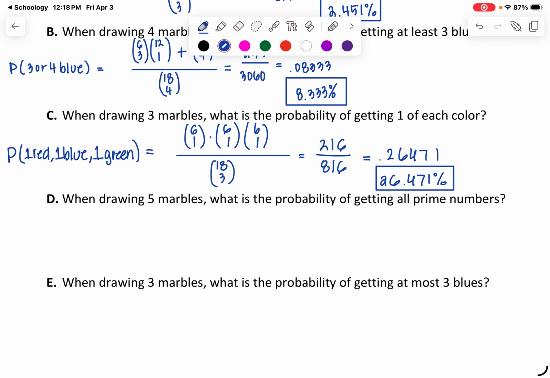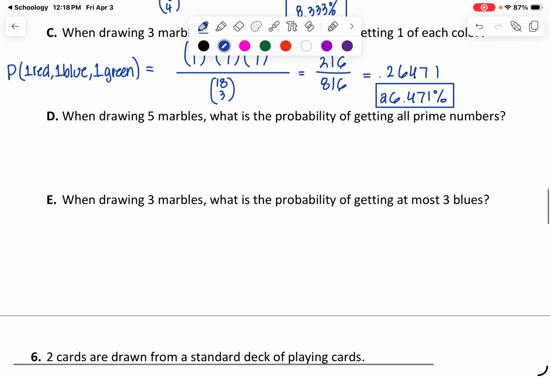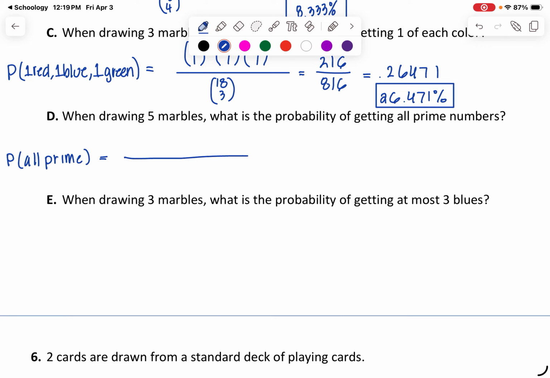Okay. When drawing 5 marbles, what is the probability of getting all prime numbers? So the probability of getting all prime numbers, and it's like, what? We're talking about colors, right? But if you don't remember, it says that each marble, red marble, had a 1, 2, 3, 4, 5, or 6 on it. All right, so you're choosing 5 marbles. So that's 18 choose 5 for your denominator. And then for your numerator, you want to get all prime numbers from the 5 numbers that you're choosing. So we want to get all 5 numbers to be prime.